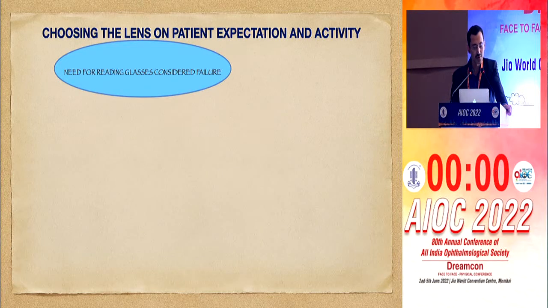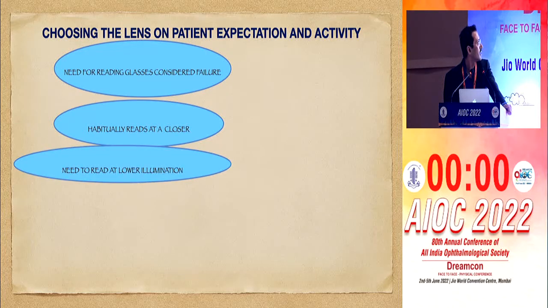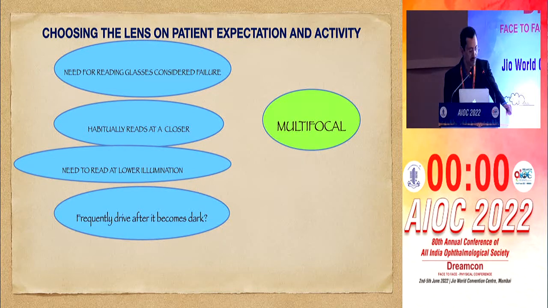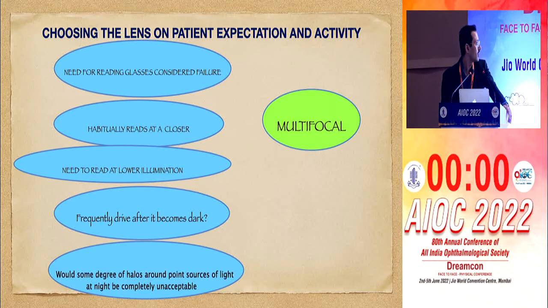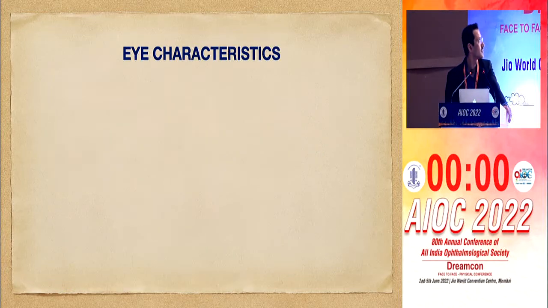So when you ask if the patient considers the need for reading glasses as a failure, or habitually reads at a closer distance and needs to read at a lower illumination, then consider multifocal IOLs with a higher add. If the patient requires to frequently drive after it becomes dark, or some degree of halos around a point source of light at night is completely unacceptable, then consider monofocals or EDOF lenses.